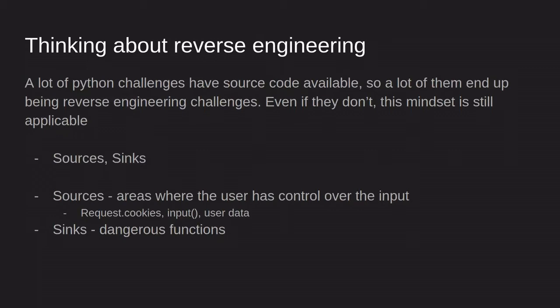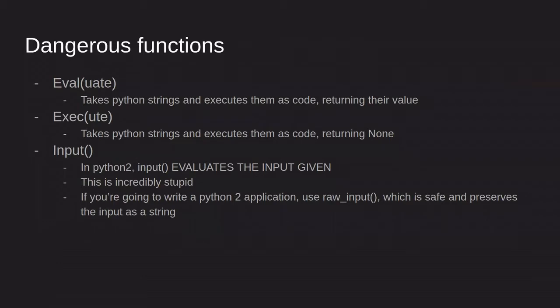Most of what I'm going to be talking about today is sinks and dangerous functions and how you can exploit those dangerous functions. So there are some basic obvious ones that Python has and basically every single interpreted language has. Eval and exec, both dangerous functions by design. They take Python strings and they execute them as code.